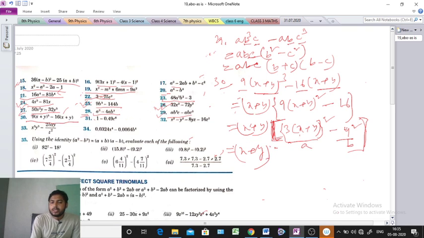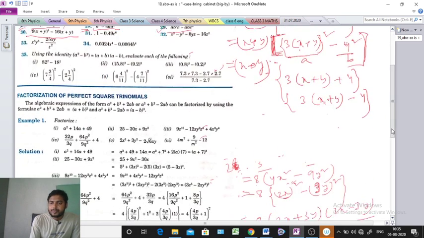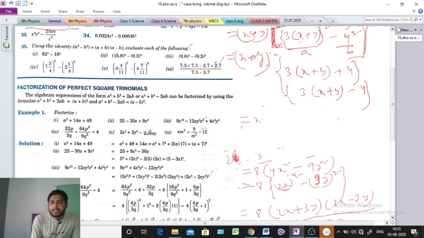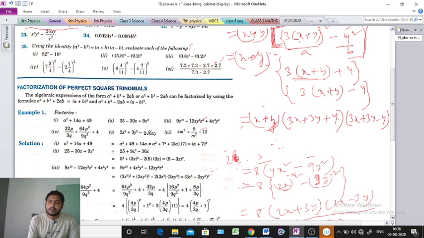That means the a square minus b square formula. So we can write a means here 3 into x plus y, plus b means 4, into a minus b, so 3 into x plus y minus 4. Okay, so that means we are getting x plus y, and just a little bit of calculation, do it. So 3 we multiply by x plus y, what will come? 3x plus 3y plus 4. And another one will come, 3x plus 3y minus 4. This is the answer. Clear or not?